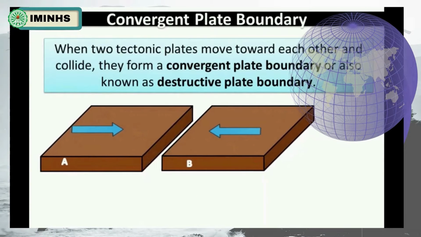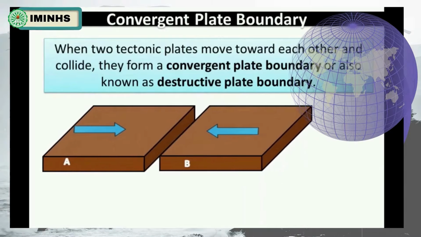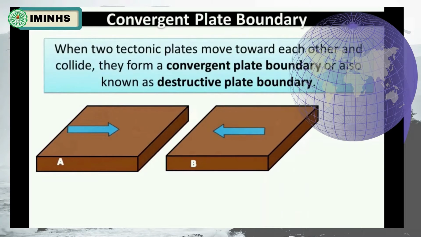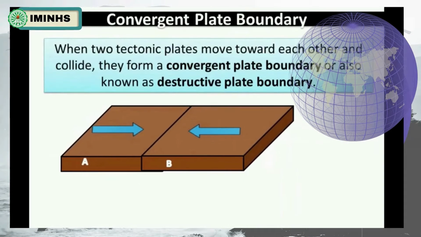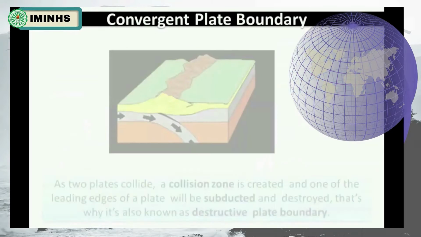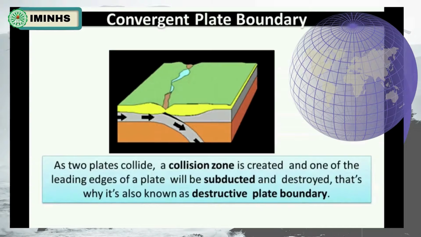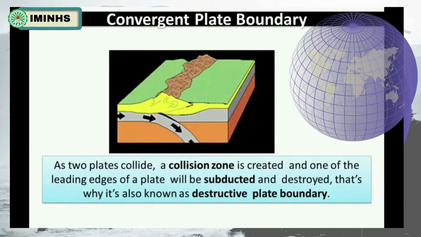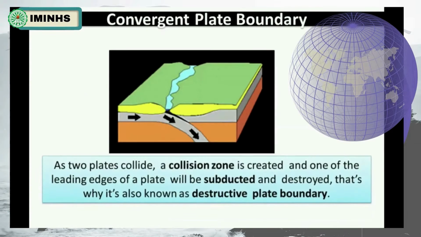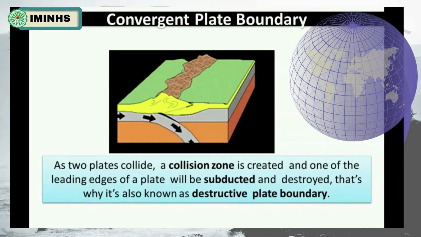When two tectonic plates move toward each other and collide, they form a convergent plate boundary, also known as destructive boundary. As two plates collide, a collision zone is created, and one of the leading edges of a plate will be subducted and destroyed. That is why it is also known as destructive plate boundary.